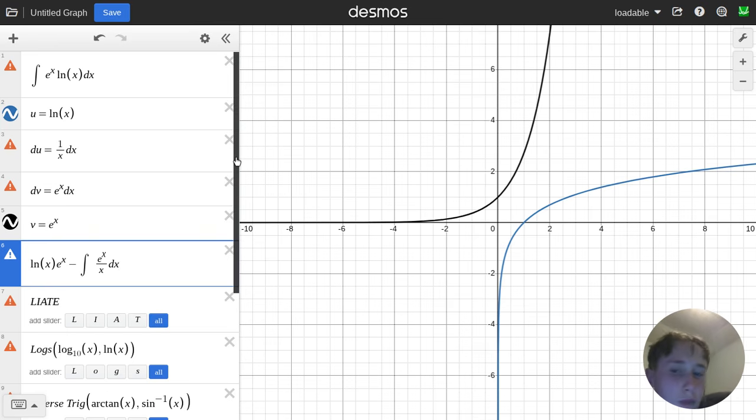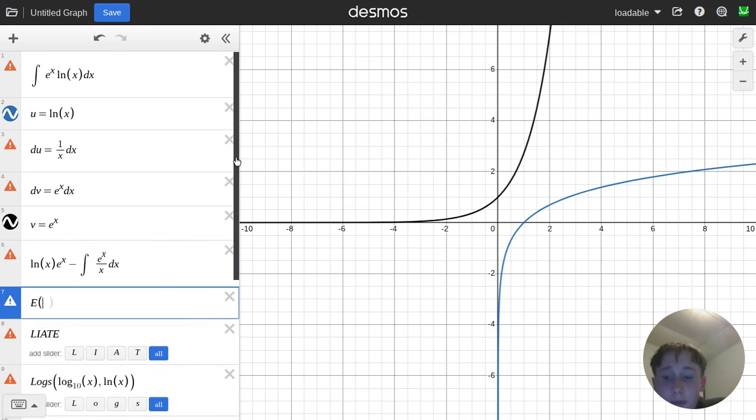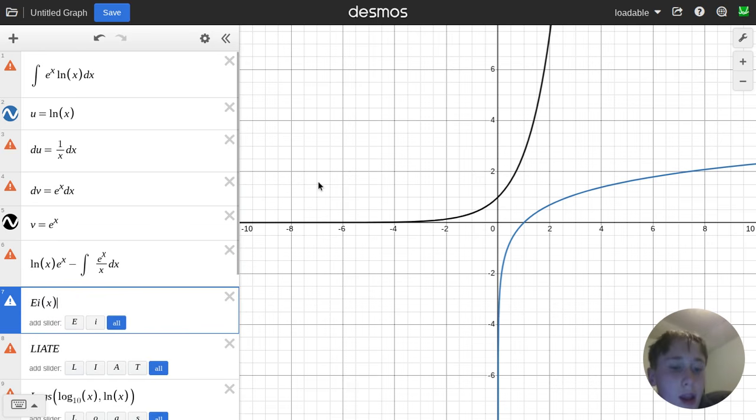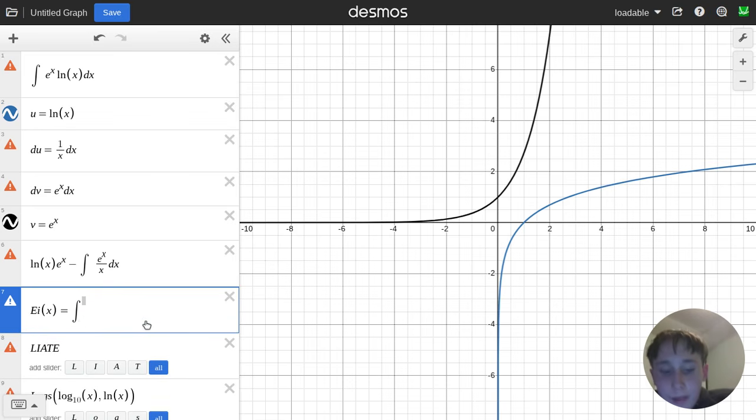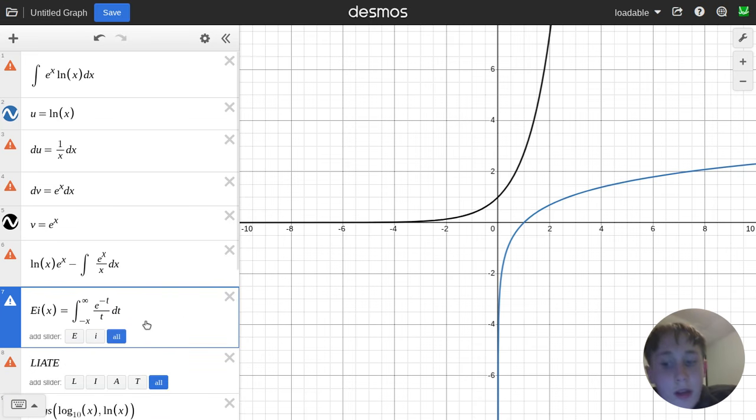Now, what do you do here? How do you solve that integral? Well, you use a special integral. So we have Ei(x). Ei(x) is the exponential integral of x. So that is essentially the integral from negative x to infinity of e to the negative t over t dt.